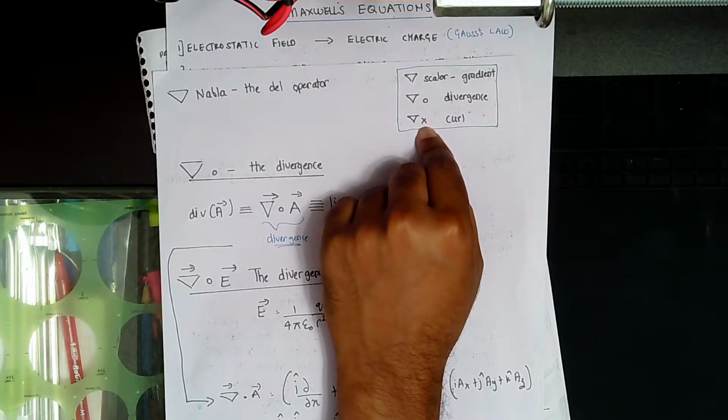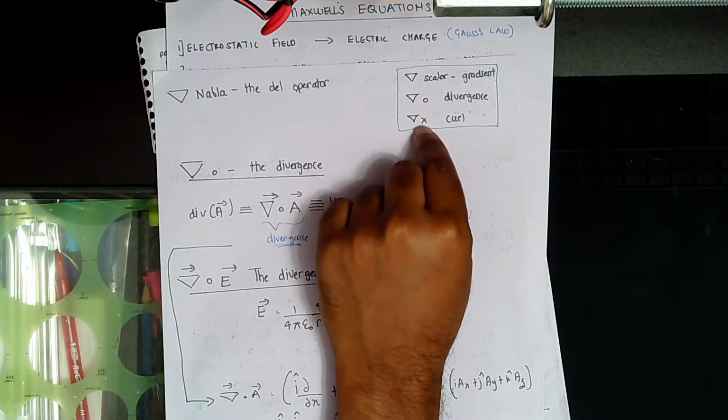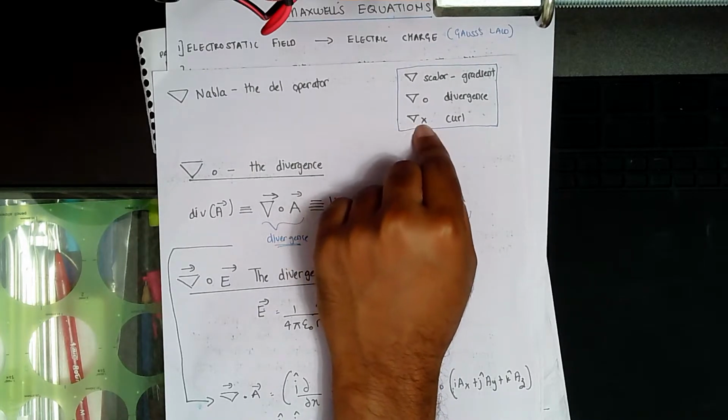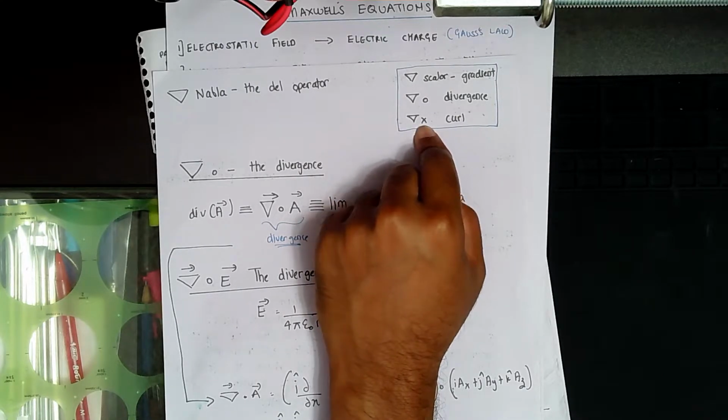And if it's a cross product, which is another vector operation, the cross product of two vectors will give you a vector, which means it has magnitude and direction.